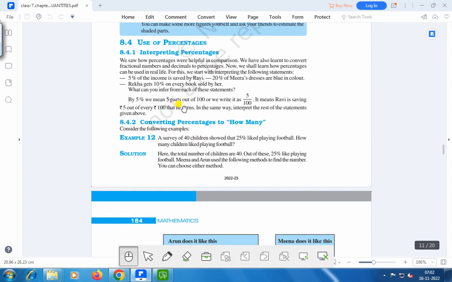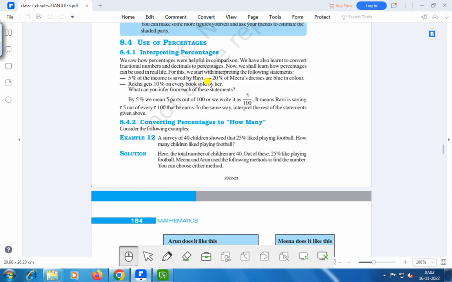Use of percentages. Interpreting percentages. We saw how percentages were helpful in comparison. We have also learned to convert fractional numbers and decimals to percentages. Now we shall learn how percentages can be used in real life. For this, we start with interpreting the following statements.